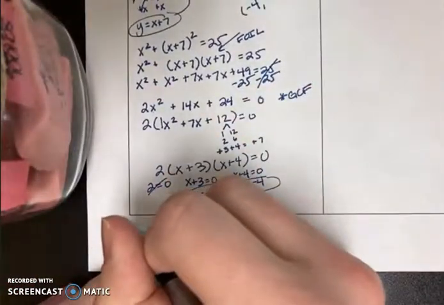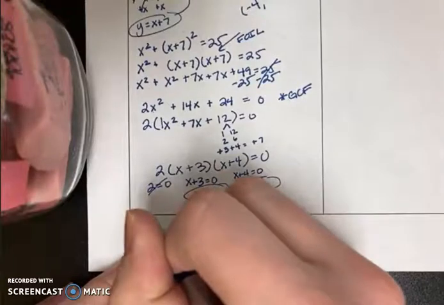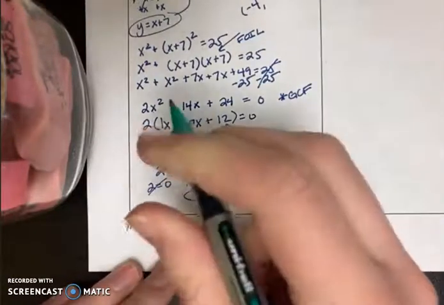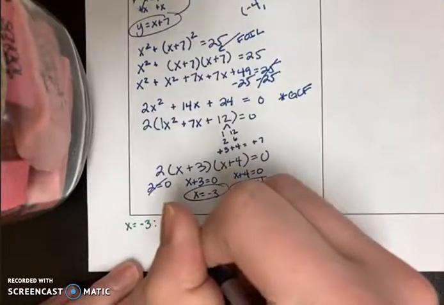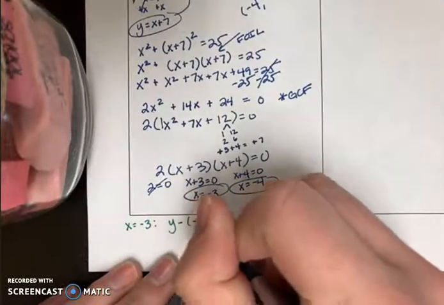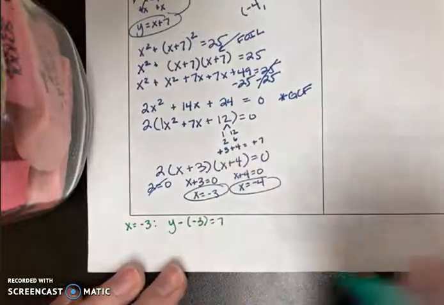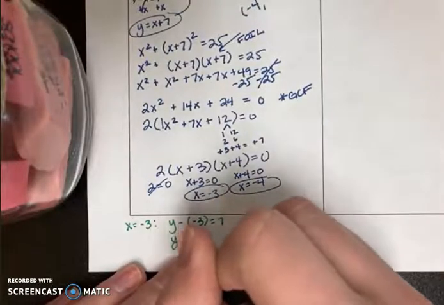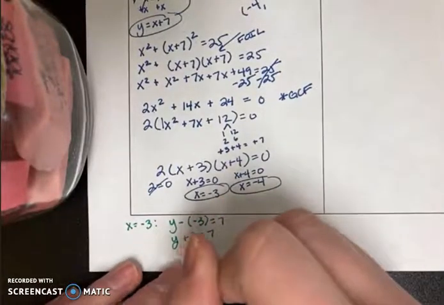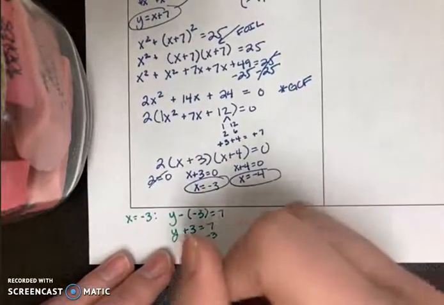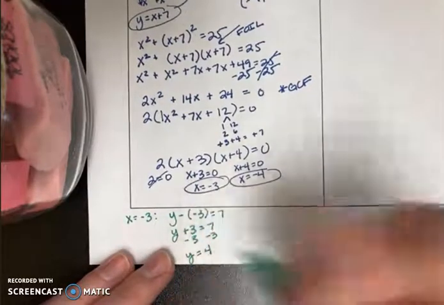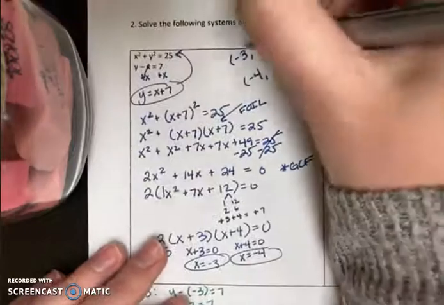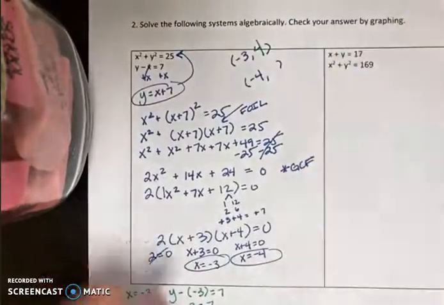So for when x is negative 3, I'm just going to plug negative 3 in for x to the second equation. So y minus x would be y minus negative 3 equals 7. That becomes y plus 3 equals 7. Subtract 3, we have y equals 4. So 4 goes with the negative 3 x value.